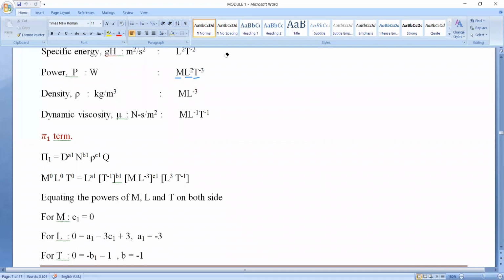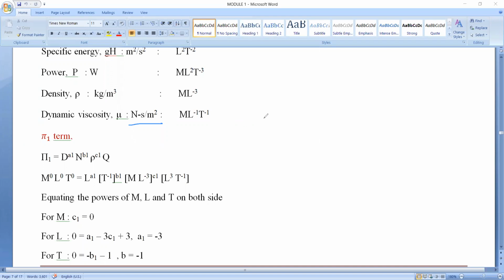Fine. Now we'll go to the density. So the unit for density is kg per meter cube. For kg we have mass m, which is in the numerator, and in the denominator we have meter cube. So take it to the numerator, we'll get L to the power minus 3. Similarly, for dynamic viscosity, the unit for dynamic viscosity is Newton second per meter square. This is the SI unit for dynamic viscosity.